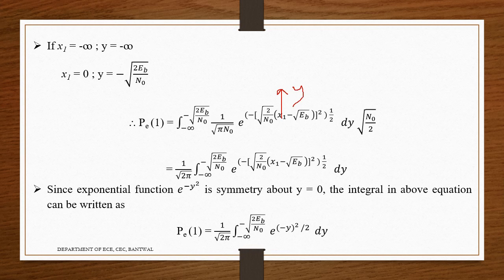Okay, so what will happen here? This 2 pi N naught and N naught get cancelled here. So 1 by square root of 2 pi, it is having a limit of minus infinity to square root of minus 2Eb by N naught, into e raised to minus, so I will substitute it directly here, y square divided by 2. So this you can see it here.